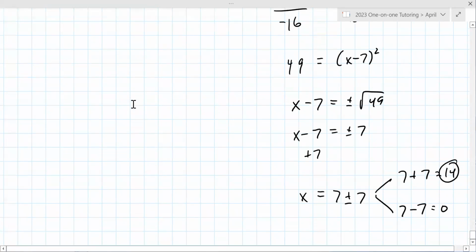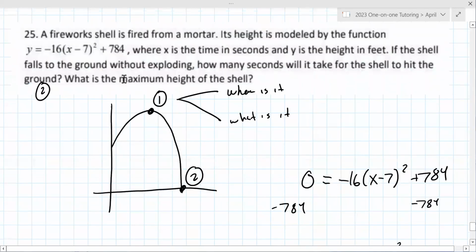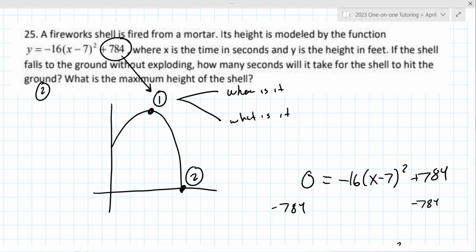All right, what is the maximum height of the shell? Notice it's already in vertex form. So just substitute x in for, oh, you already have it because it's right. It is the maximum height there. Okay.